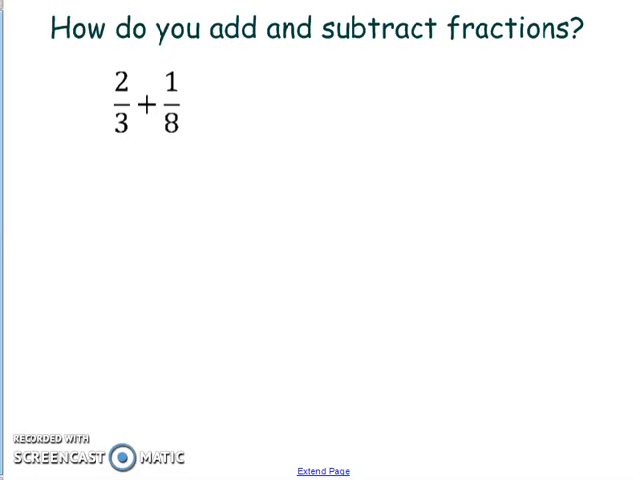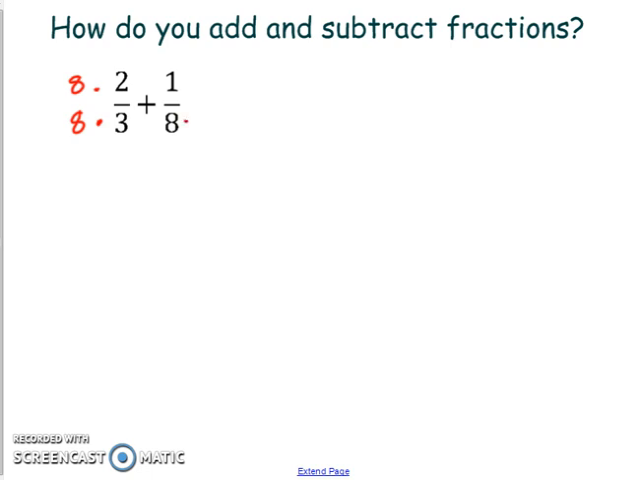When you're adding fractions or subtracting fractions, you have to have a common denominator. So right now, 2/3 and 1/8 do not have the same denominator, so we need to make them the same. A common denominator I could use would be 24. So that means I have to multiply this 3 by 8 and also the 2 by 8. Whatever I multiply on the bottom, I have to also multiply on the top.